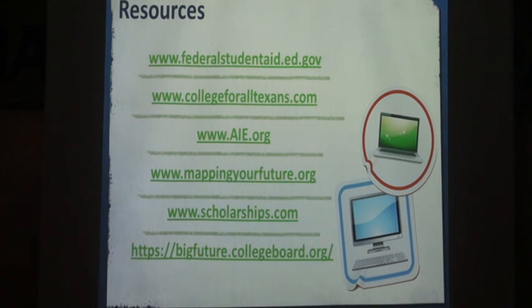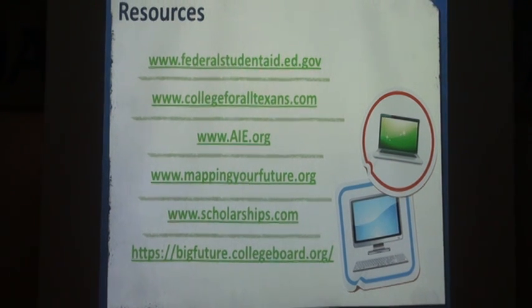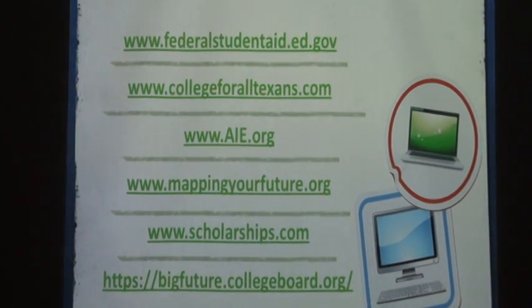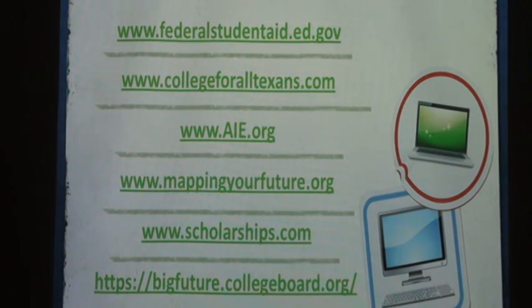All right, resources. This is a big one. I'm going to zoom in, okay, because you want to be able to find this stuff. So we've got a couple websites to look at. We've got federalstudentaid.ed.gov. We've got collegeforalltexans.com, AIE.org, mappingyourfuture.org, scholarships.com, bigfuture.collegeboard.org. Guys, I'm going to put this on my website.